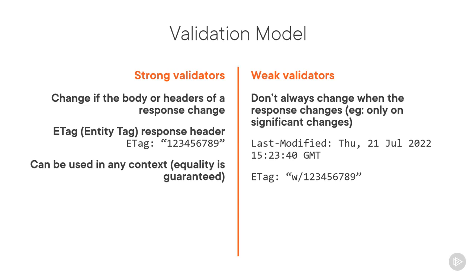When it's prefixed with W/, it's treated as being weak. It is up to the server to decide this. When an entity tag is in this format, it doesn't necessarily change if the response changes. Weak validators can only be used when an equivalent resource is good enough, but equality isn't required. In other words, when you don't always need the most recent version.